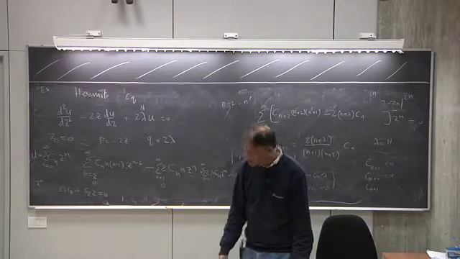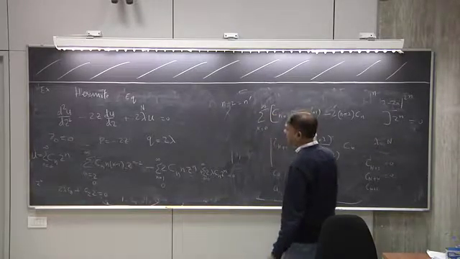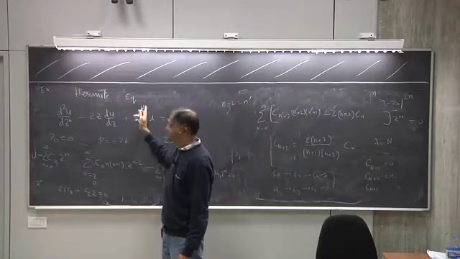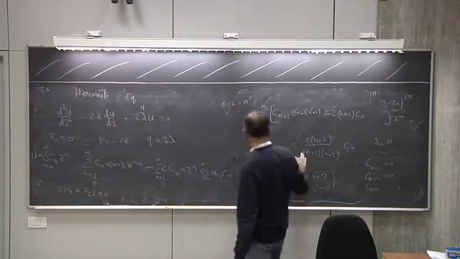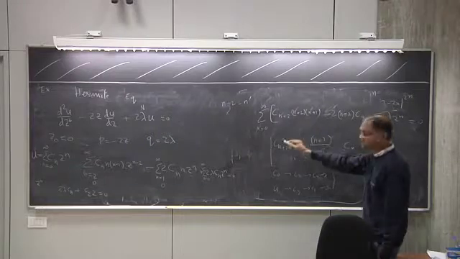Maybe you can even check it explicitly. Anyway, we knew that the Hermite polynomial satisfies this equation for lambda equal to capital N. So this series for lambda equal to capital N should give you the Hermite polynomial.